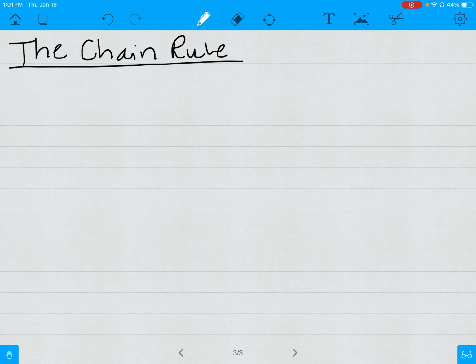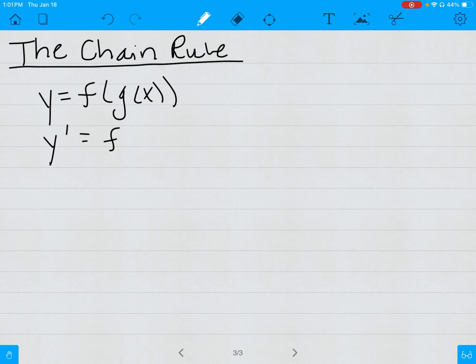So we had this thing that said if we have y is equal to f of g of x, and if we want to find y prime, that's f prime of g of x times g prime of x, okay?